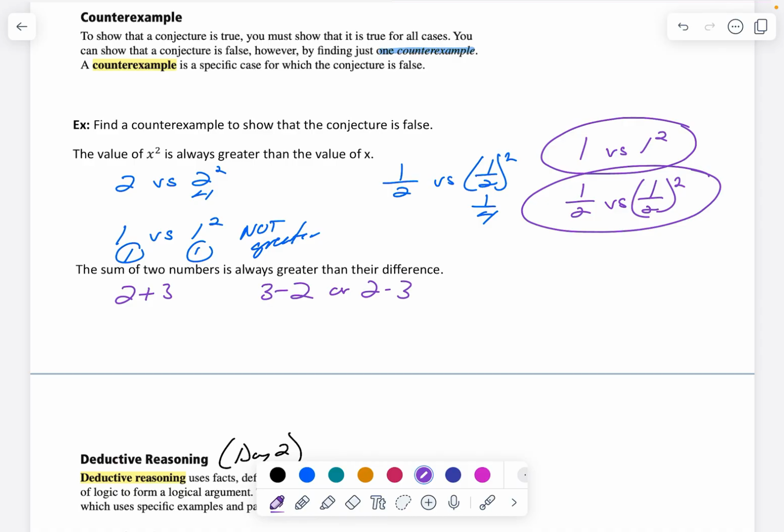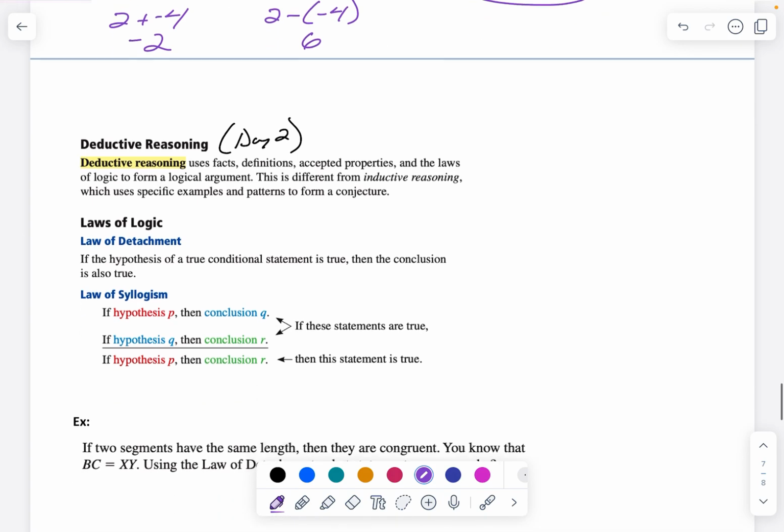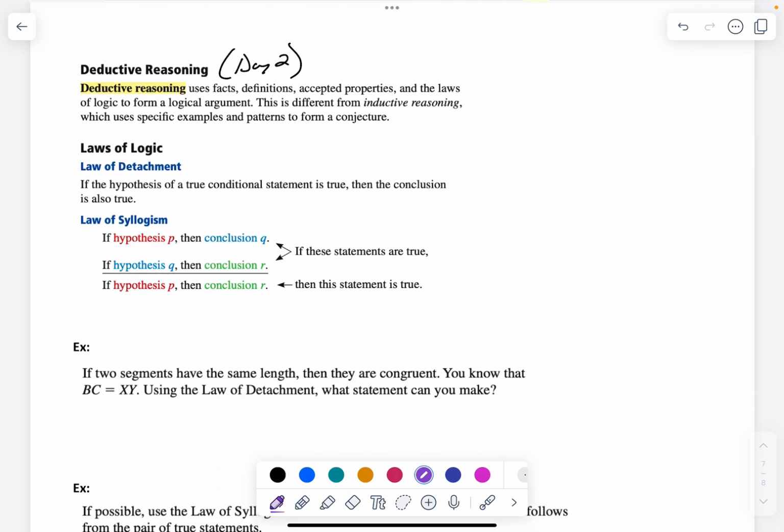But we can think critically. Two numbers. It didn't say it had to be two positive numbers. So what if it was like -4 plus 2? Or we'll say it this way. 2 plus -4 versus 2 minus -4. That's -2. That's 6. So the sum wasn't greater than the difference. So we could just say 2 and -4. That's a counterexample.